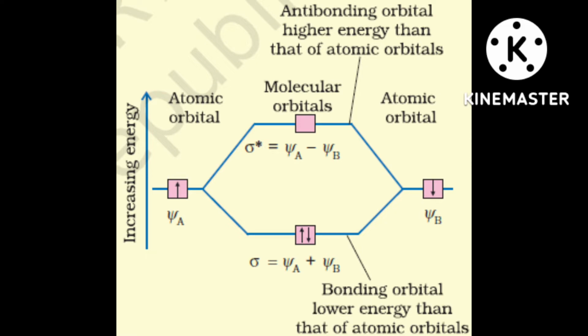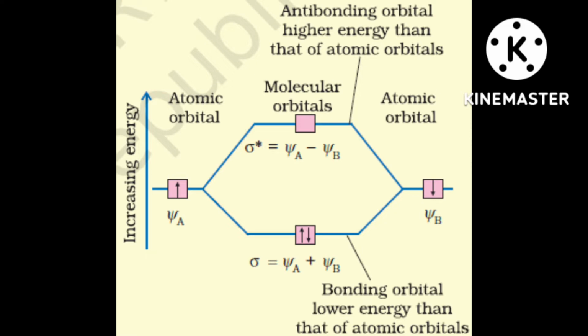Next point, 6. Just as the electron probability distribution around a nucleus in an atom is given by an atomic orbital, the electron probability distribution around a group of nuclei in a molecule is given by a molecular orbital.